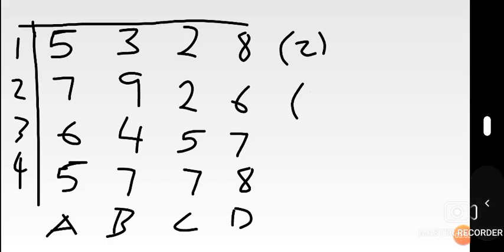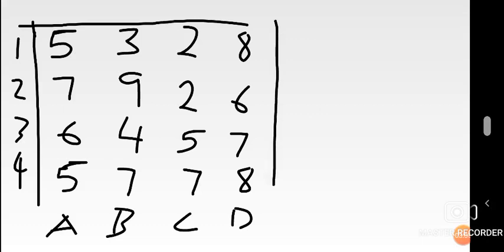So let's get underway. I want to write my answers on this other side, so I'll draw a line between these two matrices so that there will be no interference. Let's start with the first row. 5 minus 2 is 3. 3 minus 2 is 1. 2 minus 2 is 0. 8 minus 2 is 6.